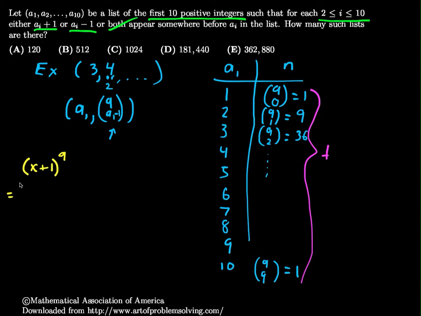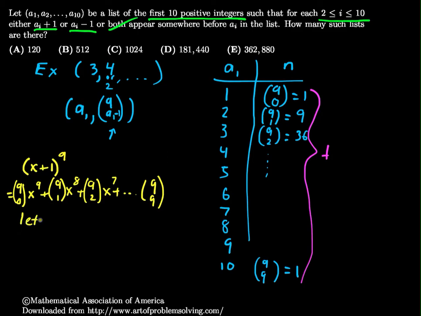It's going to be 9 choose 0, 0 ones, x to the 9th, plus 9 choose 1, 1 one, x to the 8th, plus 9 choose 2, x to the 7th, so I've chosen 2 ones and 7 x's, plus all the way down to 9 choose 9 ones. And the magic happens when I let x equal 1.